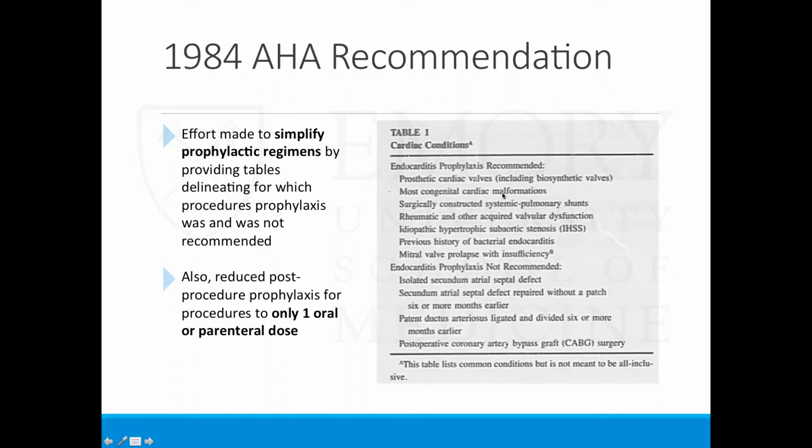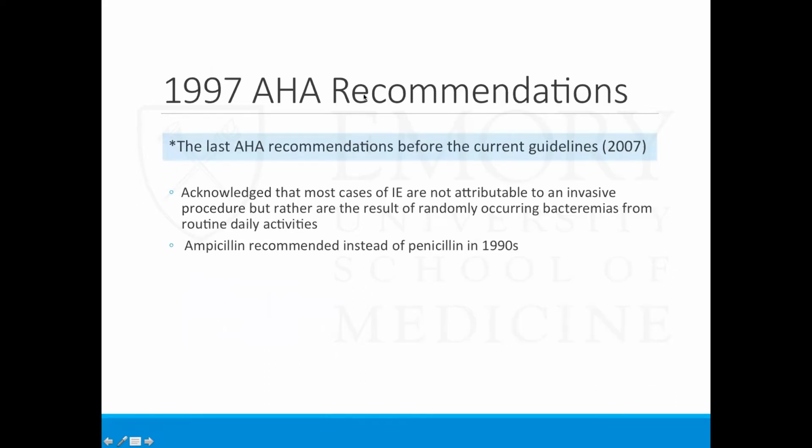And you can see here, still included is rheumatic heart disease, some mitral valve prolapse as well. So it still included a wide swath of patients here. So 1997 was a big shift in the recommendations. This is actually the last recommendation made by the AHA before our current guidelines, the ones that I mentioned at the beginning that were made in 2007.